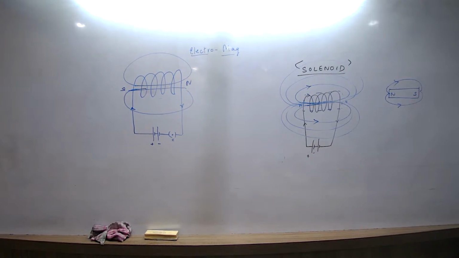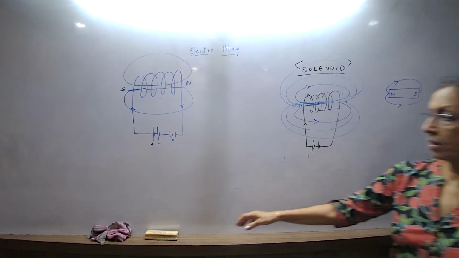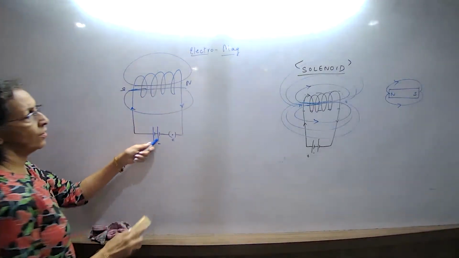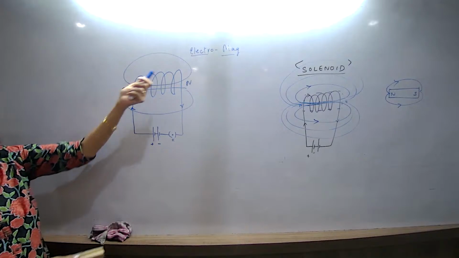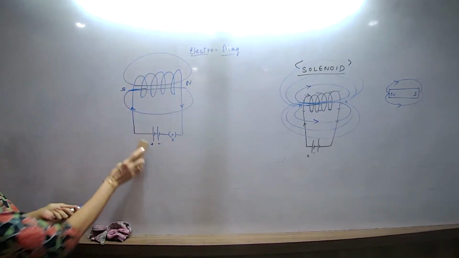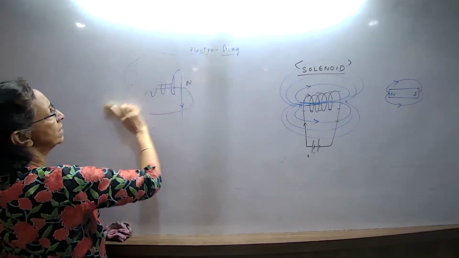What is point number 5? Polarity can be reversed. What does it mean? Yes. By changing the direction of the current, you can easily change the north and the south pole. So therefore the polarity can be reversed. Put a tick mark there.